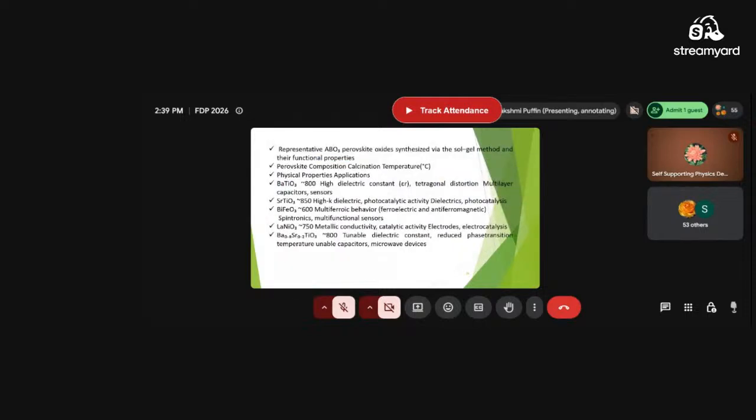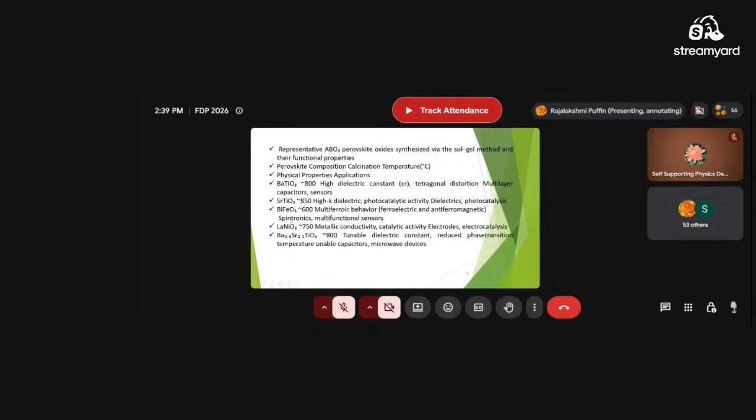Okay, this is a summary. Depending on the temperature, here I have given a summary of the calcination temperatures and how the physical properties are used in applications. For example, barium titanium trioxide goes up to nearly 800, with high dielectric constant, tetragonal distortion and use in multilayer capacitors. Similarly, bismuth ferrite shows ferroelectric and antiferroelectric behavior.